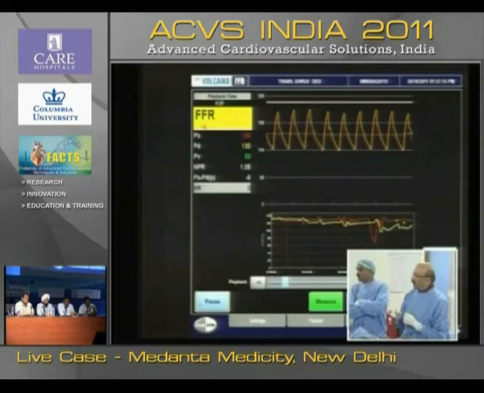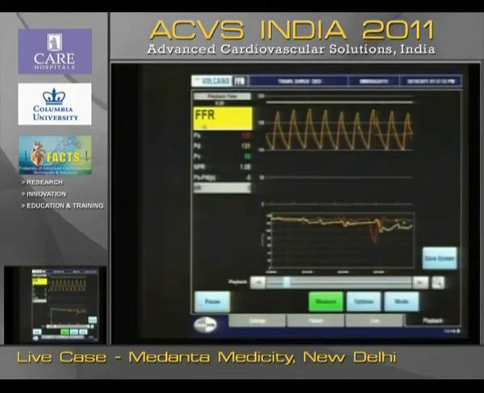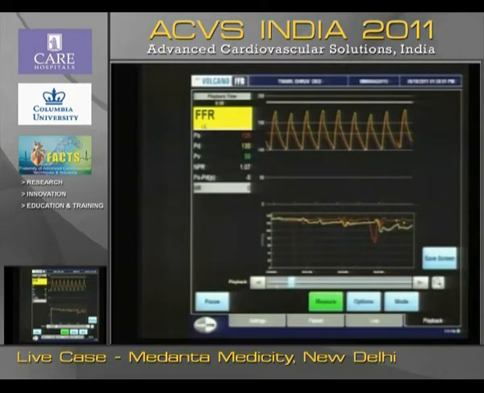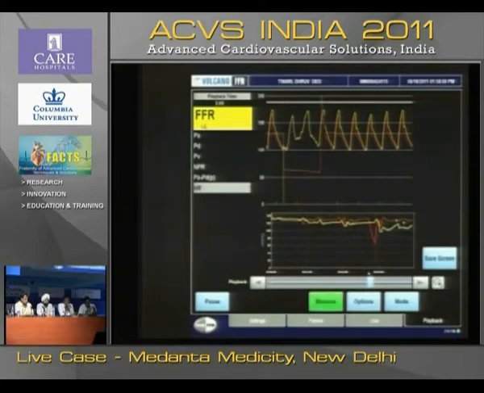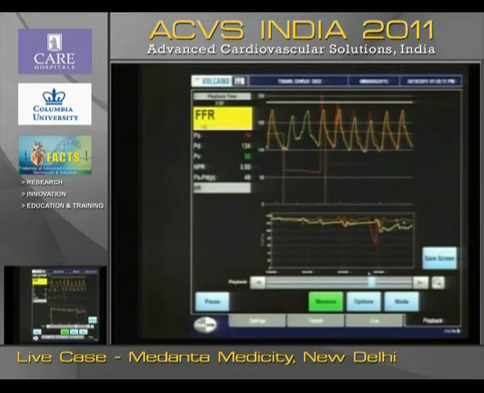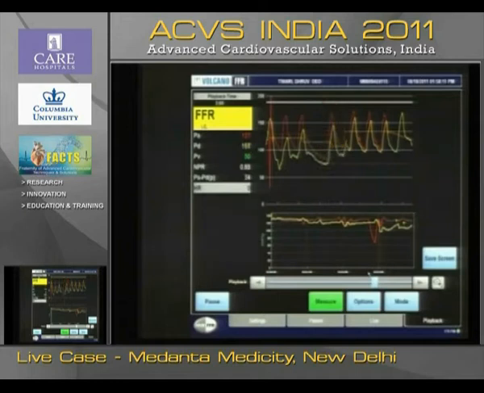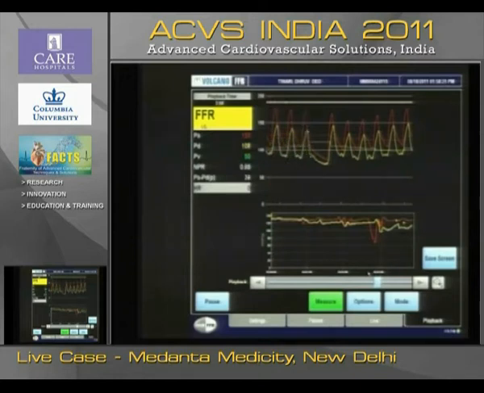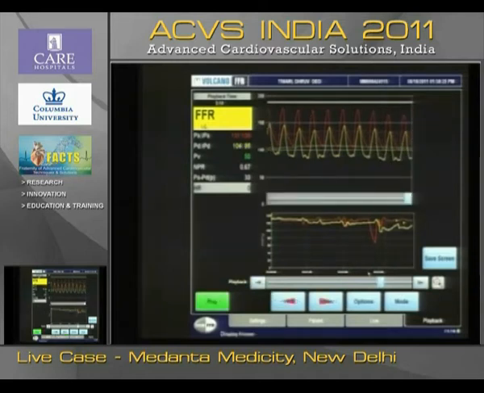So you will see that this is the recording of the FFR which we did on him. And the baseline was, can we go quickly to the baseline? Okay. So this is the recording which is coming up now. It was 0.87 at that time. And when we injected, after that it came to 0.7, as you will see, 0.69, 0.7. So it was a significant lesion based on this FFR finding.